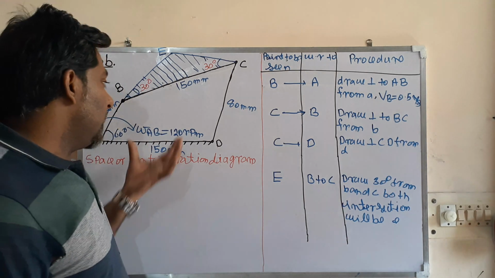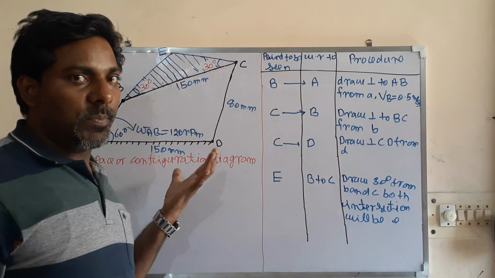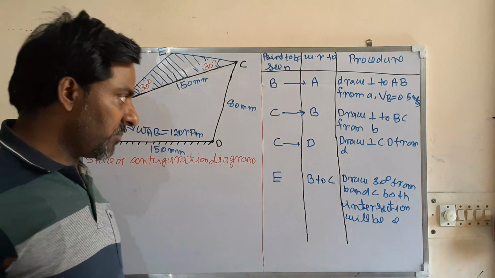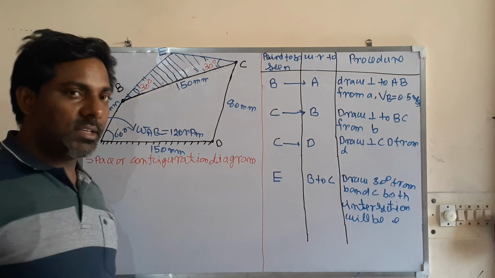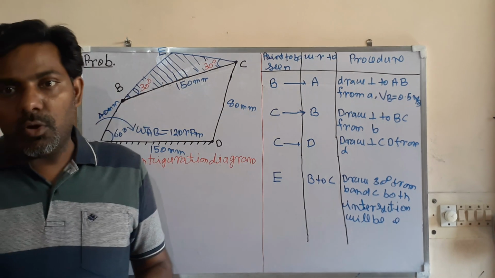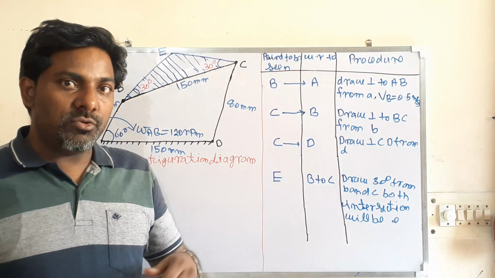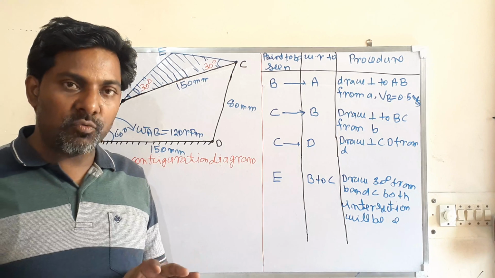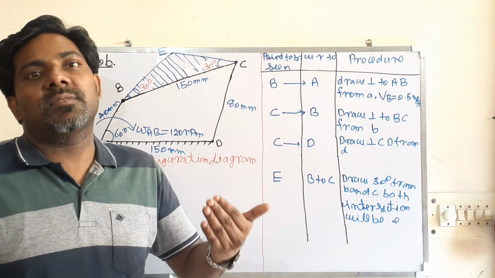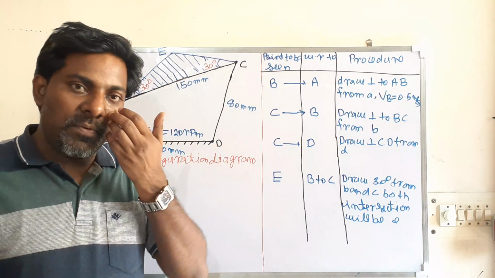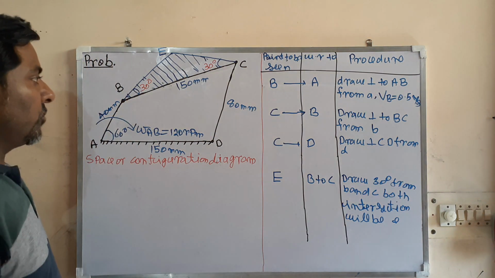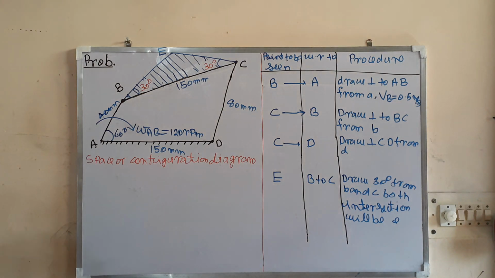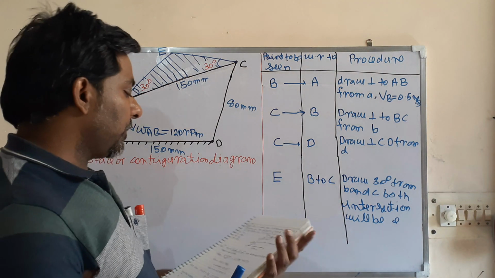Now the capital letters in the space diagram are represented by the corresponding small letters in the velocity diagram. And one thing more, to draw the velocity diagram you have to take some suitable scale. Suitable scale means your velocity diagram should not be very small or very large. Accordingly, you have to take it. Now, let us read the question, and as per the steps, you have to proceed.